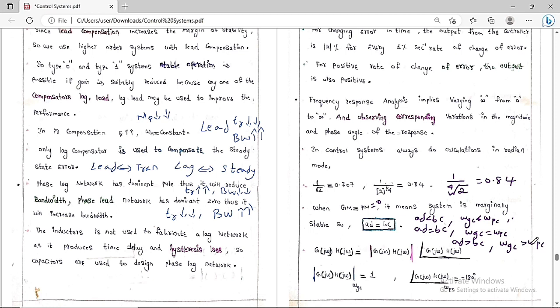So these things you always have to keep in mind. Here less means here also less, here equal means here also equal, here greater means here also greater. So these things you always have to keep in mind.